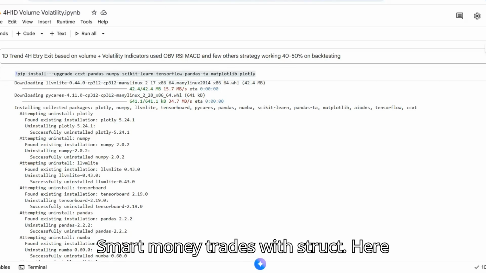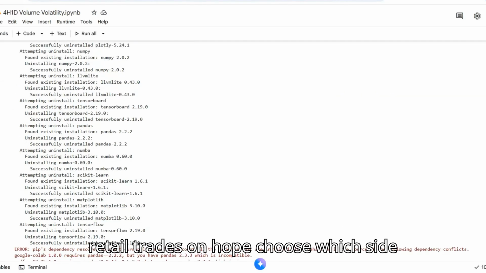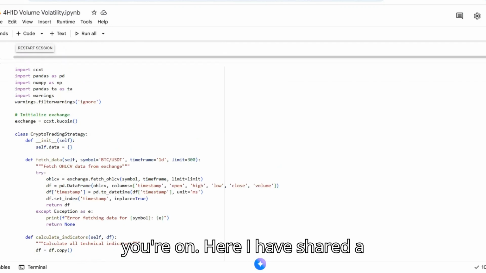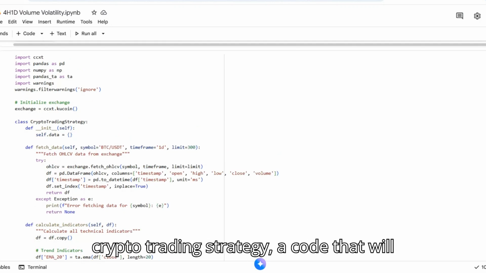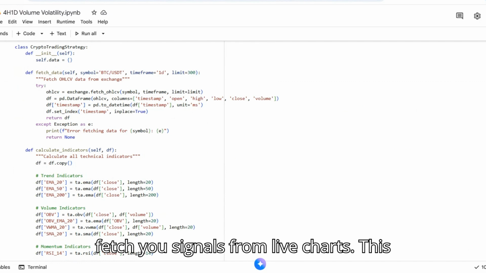Smart money trades with structure. Retail trades on hope. Choose which side you're on. Here I have shared a crypto trading strategy, a code that will fetch you signals from live charts.